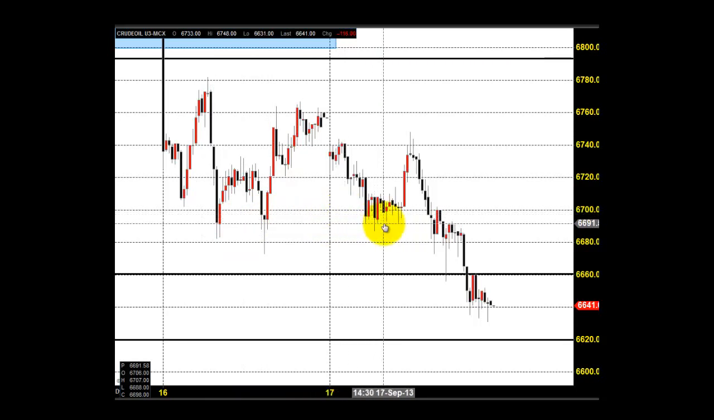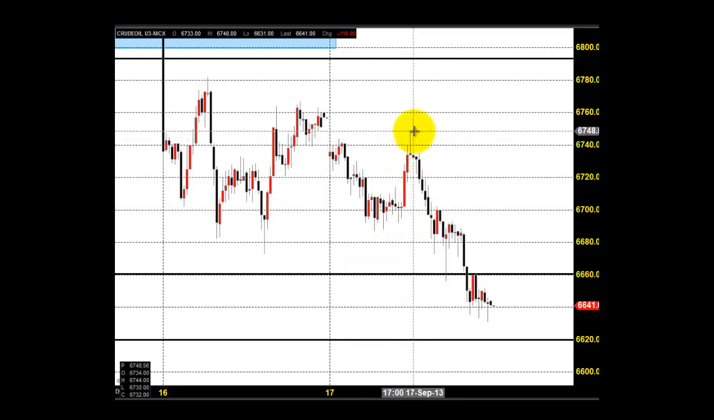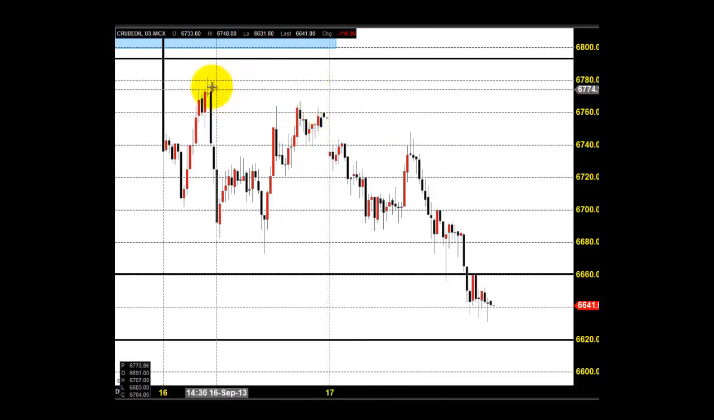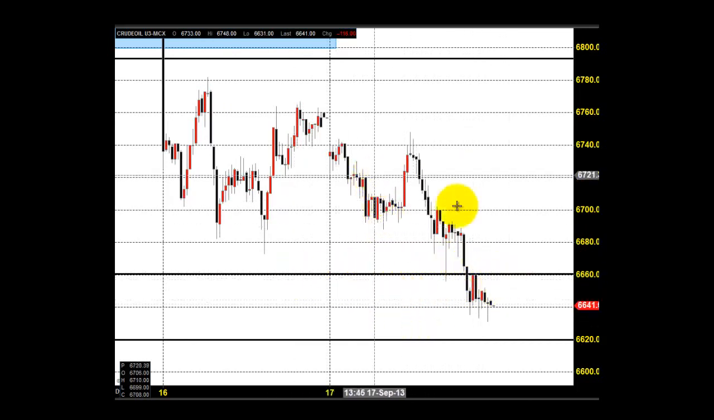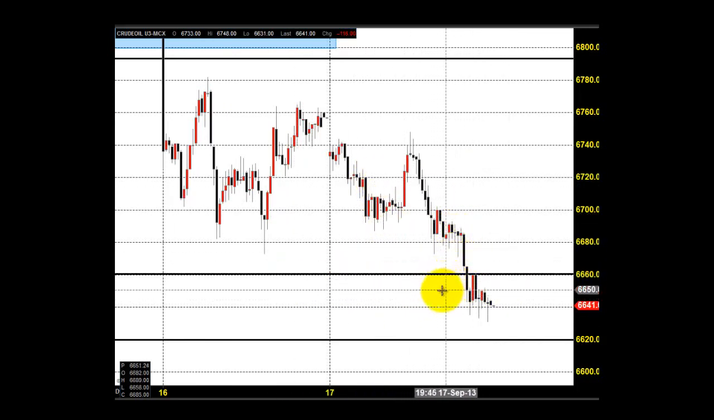There was some buying happening, so you can see the price moved up, but it could not stay above the previous day's price closing. Here is the previous day's closing, and it didn't create a new high compared to the previous day. So the price came down, and we had marked the target zone yesterday. We had mentioned that if the price comes down, it has the capacity to reach 6,660.